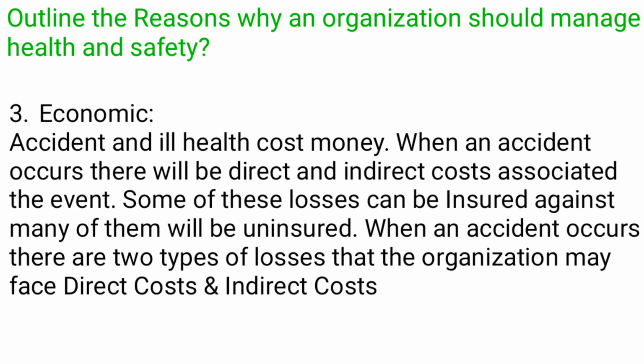3. Economic. Accident and ill health cost money. When an accident occurs, there will be direct and indirect costs associated with the event. Some of these losses can be insured against, many of them will be uninsured. When an accident occurs, there are two types of losses that the organization may face: direct costs and indirect costs.